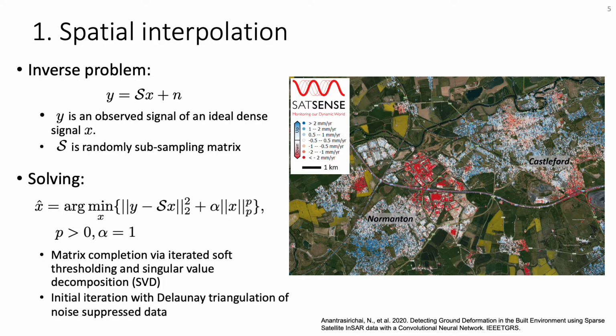For the first technique, we solve spatial interpolation as an inverse problem. Following the first equation, we want to find x from the observed signal y and the subsampling matrix S. This is done through the matrix completion technique. The algorithm tries to minimize the cost function shown in the second equation below. It solves for a low rank matrix using SVD and applies soft thresholding to reduce some noise.